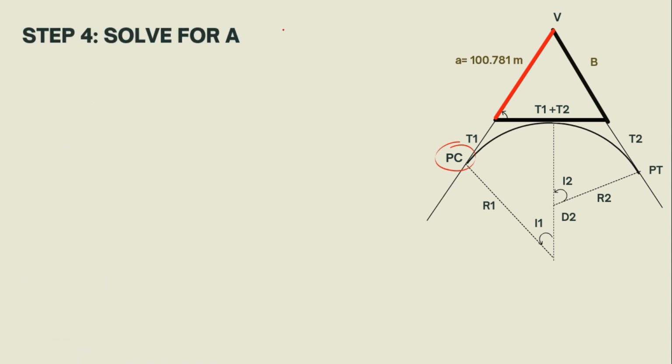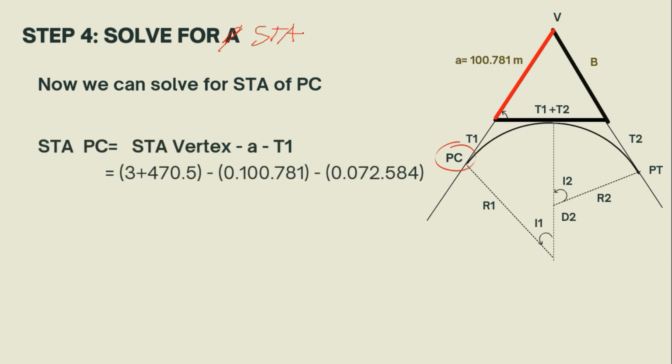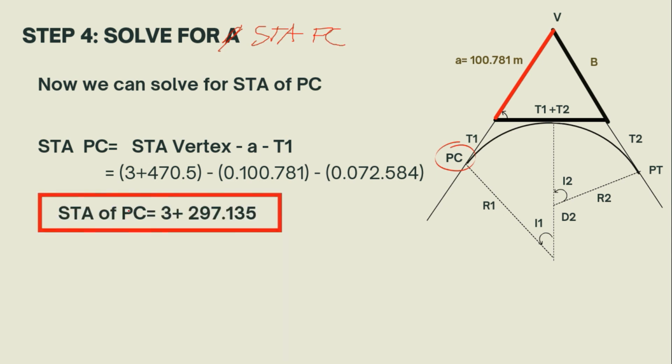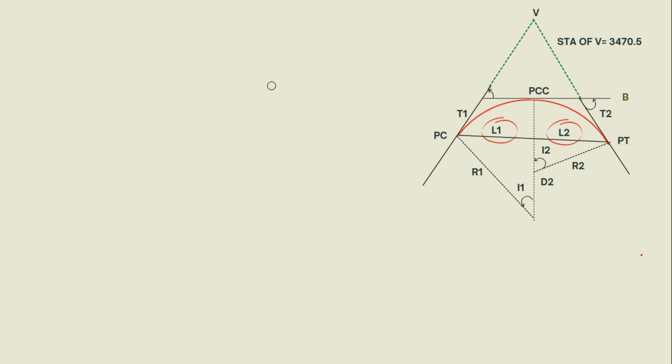Now that we already have the value for A and T1, we can now solve for the station of the point of curvature. Given the station of the vertex, the station of the vertex minus A minus T1. Just substitute those values and we can get a value of 3,297.135. So that is the station of PC. Now we are closer to getting the point of tangent. The next step for this problem is to solve for L1 and L2.